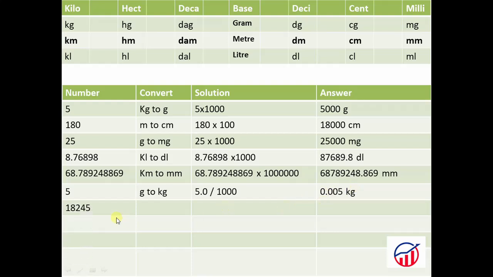Next we write another number, 18245. What is the conversion over here? Centimeter to millimeter. So centimeter is over here and millimeter is over here. This is 2 spaces to the left. Your decimal point is where? After 5. When you move 2 spaces, 1 and 2, it will come after 2. So what will it be? 18245 divided by 100. Why 100? Because you are moving from centimeter to millimeter and there are 2 spaces over here. So the answer you see over here is 182.45. So from here you are moving 2 spaces to the left.